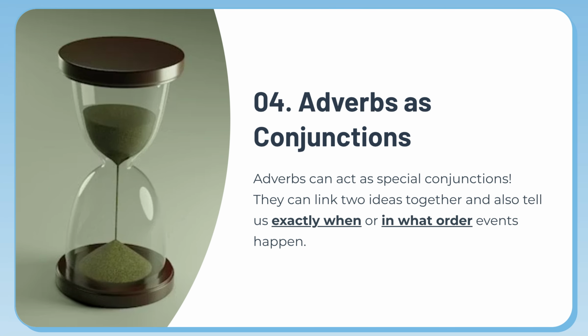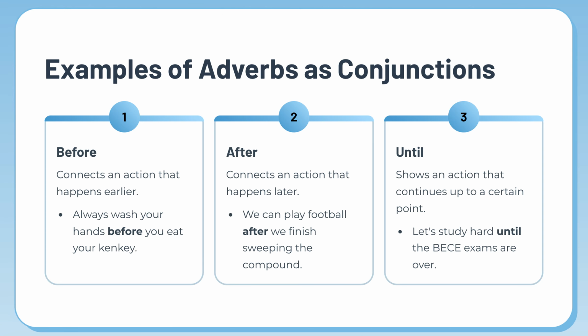Now, here's something interesting. Did you know that some adverbs can also act as conjunctions? Yes! These special adverbs don't just tell us when something happens, they also connect two ideas in a sentence. They help us show the order or timing of events. Let's look at a few examples.